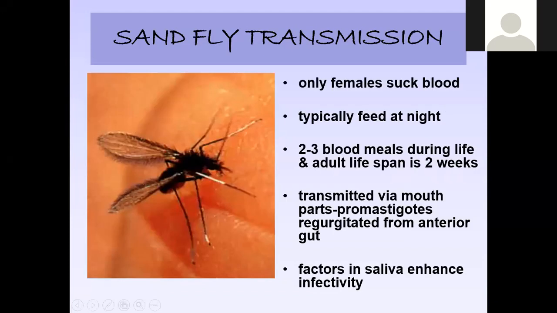The sandfly, which is the vector: only the female of this species is going to be the vector for the transmission of the disease, because the female sucks the blood typically at night, and during its entire life it is going to take 2 to 3 blood meals, and its lifespan is about 2 weeks.